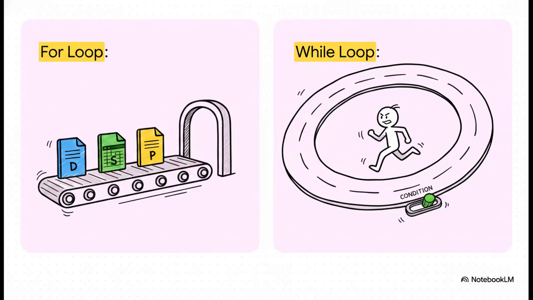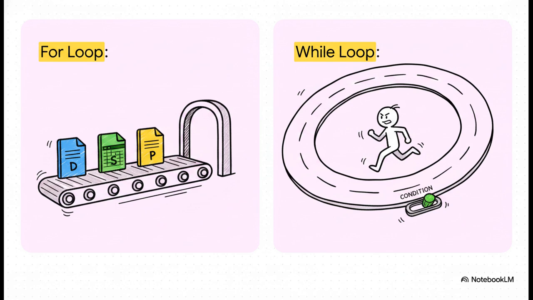Okay, what about doing things over and over again? For that, we've got loops. A for loop is your best friend when you have a list of things you need to work through, like a list of servers, files, or usernames. A while loop is a bit different. It just keeps on going as long as some condition is true.